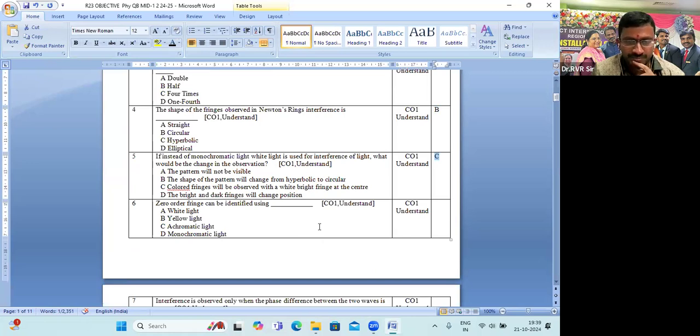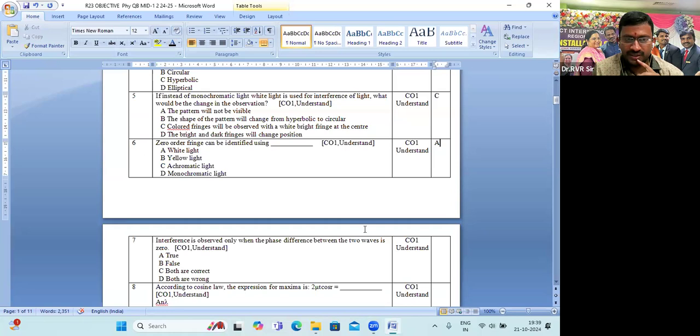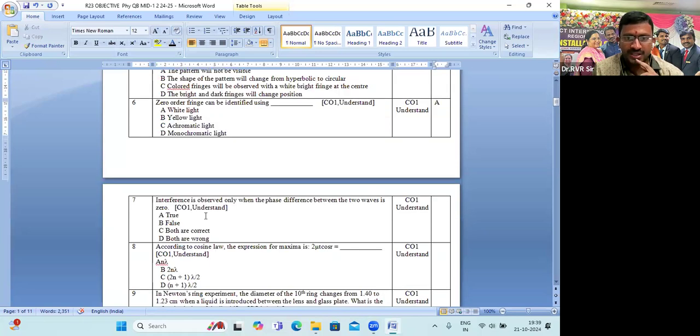Now coming to the next one, zero order fringes can be identified using white light, yellow light, monochromatic light, and everything. The answer is very much clear to you. It is nothing but white light. Now, interference fringes are observed only when the phase difference between the two waves is zero. It is true, false, both are correct, both are wrong. The answer is, it is option B, false.